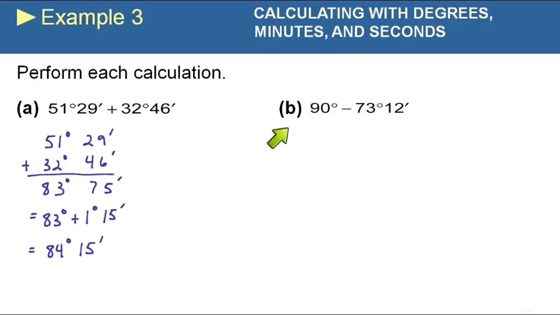Now if we look at part B, 90 degrees minus 73 degrees and 12 minutes. What I've done here is I've taken one of the degrees and split it into minutes already. So instead of working with 90 degrees, I'm working with 89 degrees and 60 minutes. That way when I subtract, I have some minutes to subtract from. So 60 minutes minus 12 minutes makes 48 minutes. And then 89 degrees minus 73 degrees makes 16 degrees.